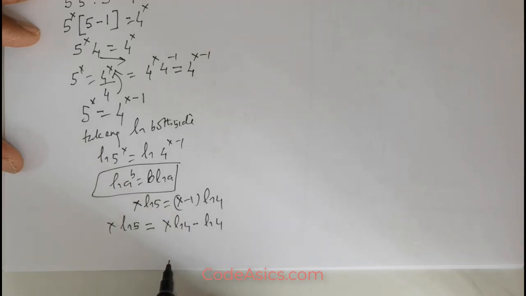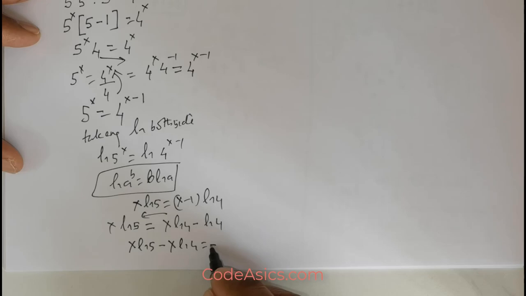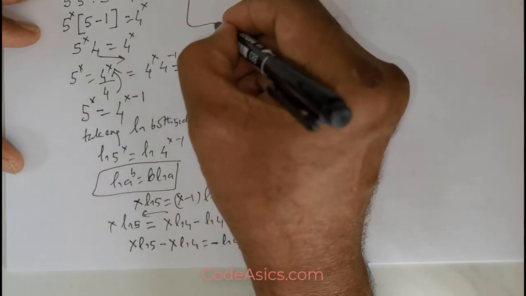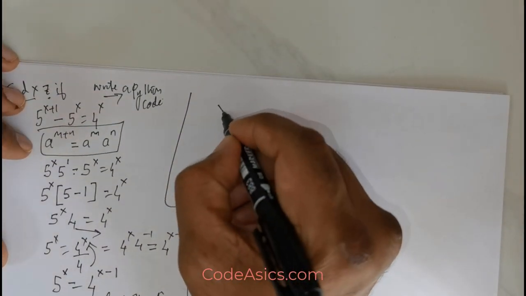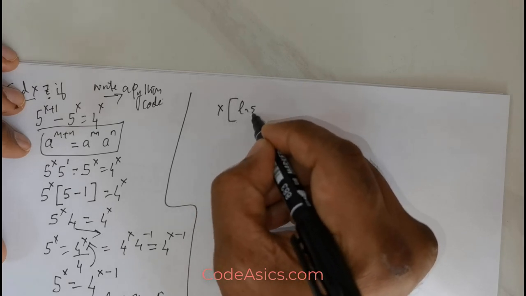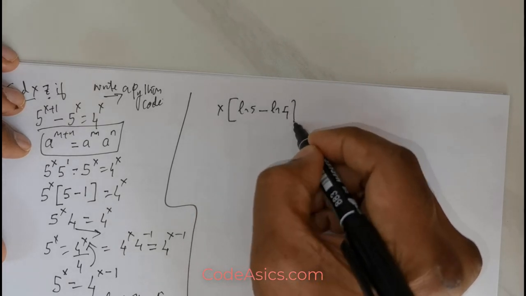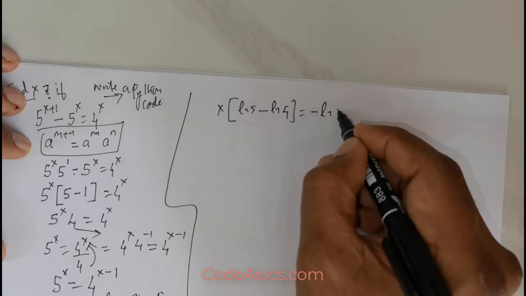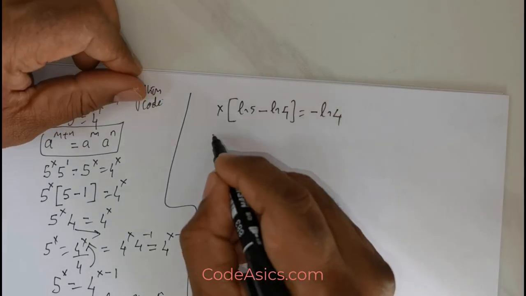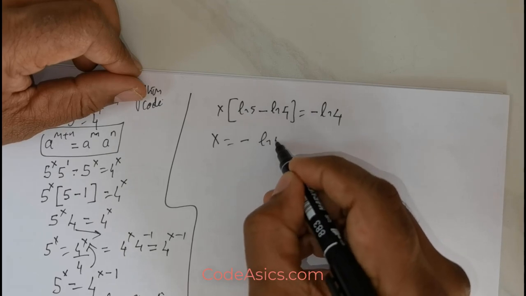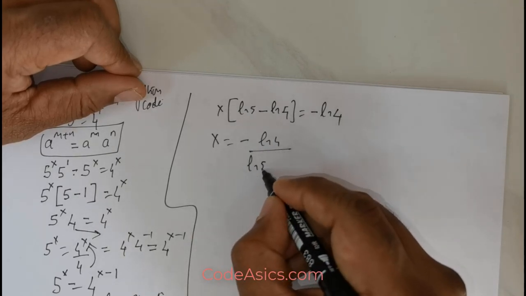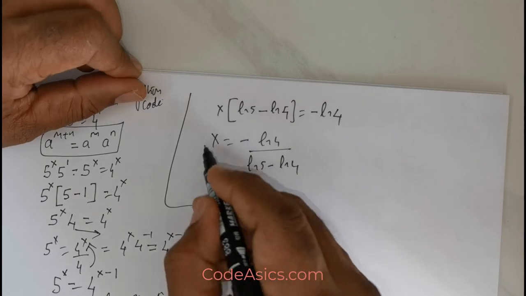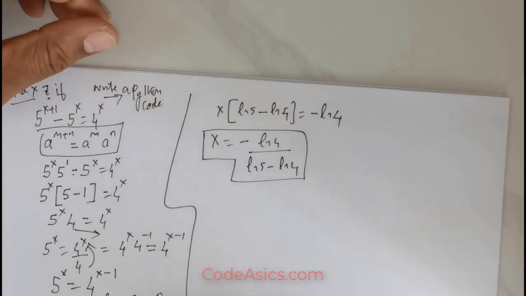Now what I wish to do is push this onto the left hand side. So that would give me x times ln 5 minus x times ln 4 is equal to negative ln 4. Now this can be further rewritten by taking x out. When I take x out, I get x times (ln 5 minus ln 4) is equal to negative ln 4. I need the value of x, so x is equal to negative ln 4 divided by ln 5 minus ln 4. So this would give us the value of x.